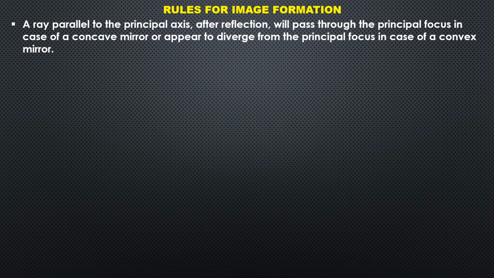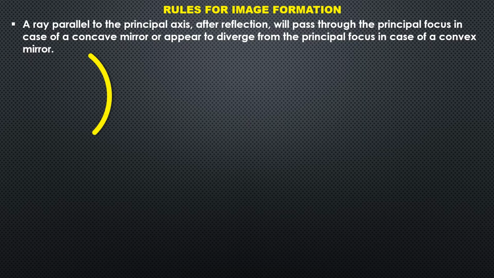So we will study a few rules for image formation by spherical mirrors, both concave and convex. The first rule is that a light ray parallel to the principal axis initially, after reflection, will pass through the principal focus of a concave mirror or appear to diverge from the principal focus of a convex mirror. We will learn it through a diagram.